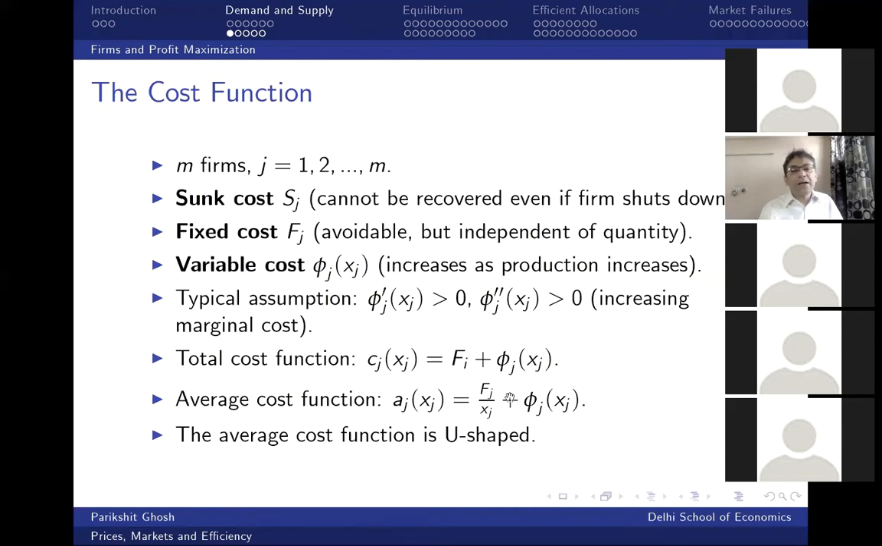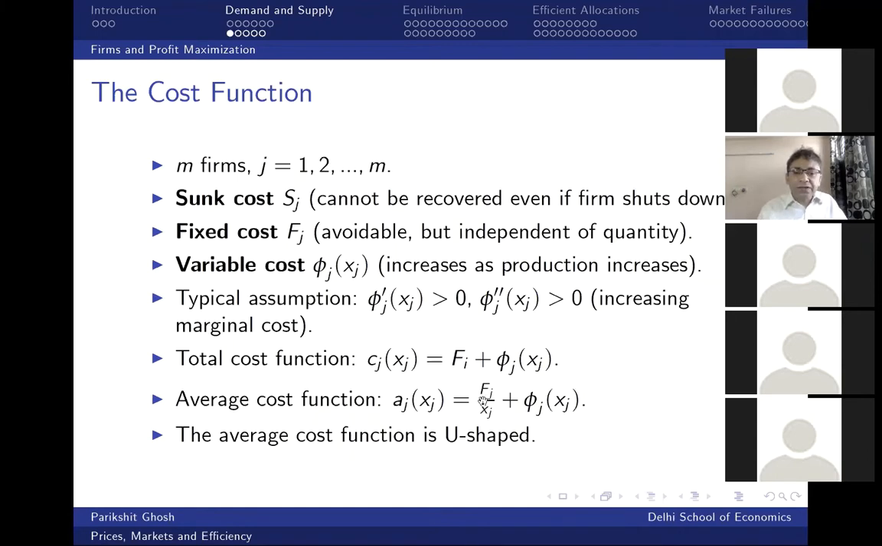So the total cost function, forgetting sunk costs because they're irrelevant anyway, is this fixed cost, F_j, plus phi_j of x_j. And you can also think of an average cost function, which is, of course, total cost divided by the total quantity x_j. This phi_j term here, that's another typo. It should be divided by x_j. So the average cost function takes that form.